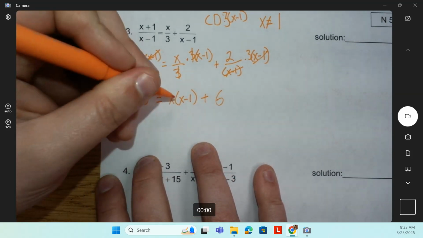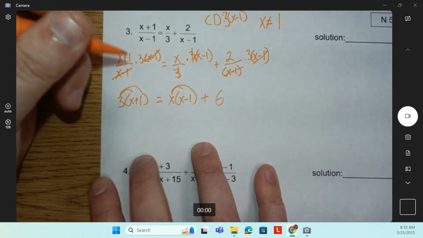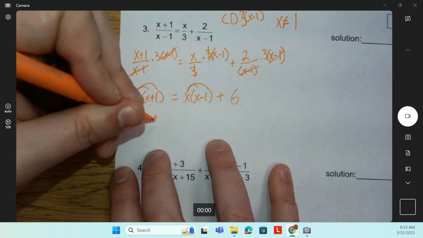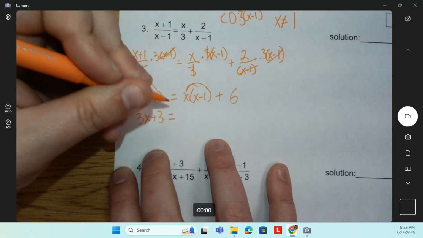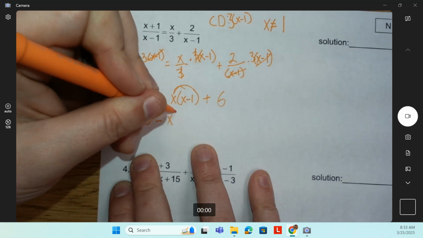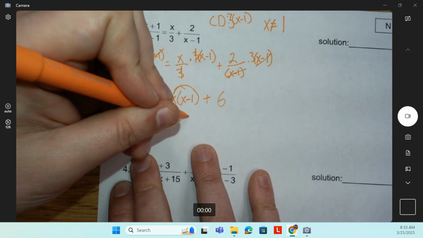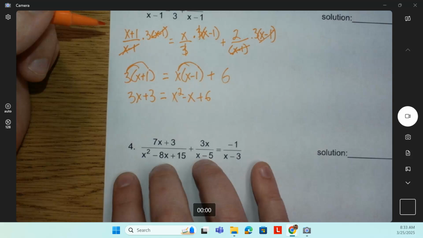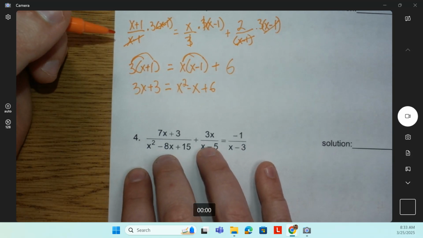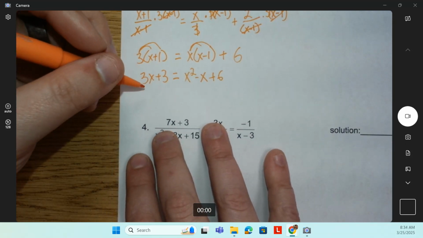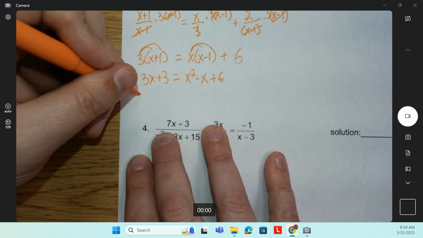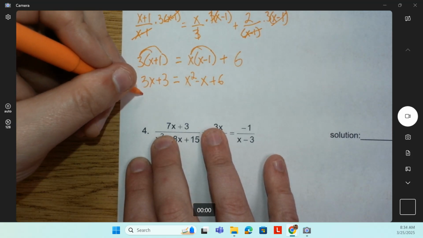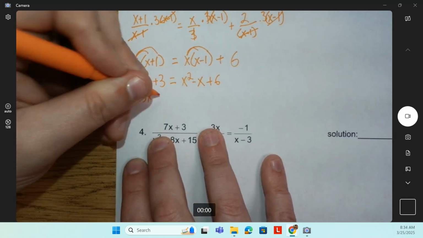So let's do our distribution here. I get 3x plus 3 on one side, and then x squared minus x plus 6 on the other. And so from there, I'm going to take and move the 3x and the 3 over, changing the signs.